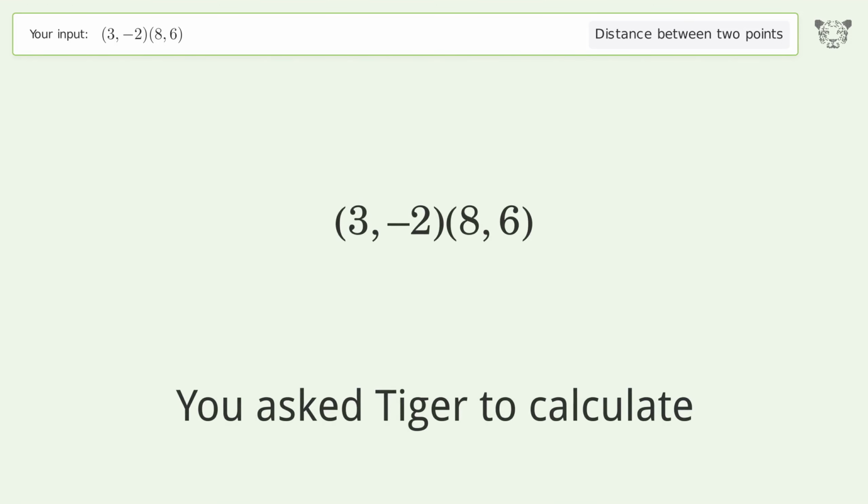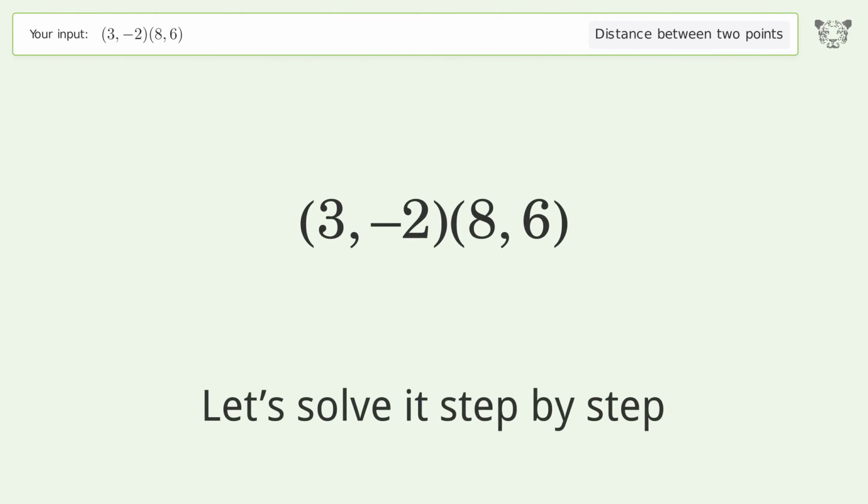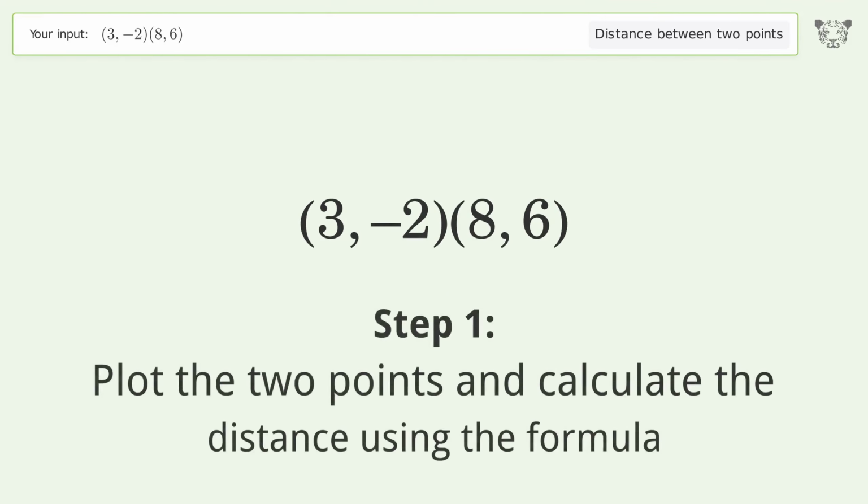You ask Tiger to calculate. This deals with the distance between 2 points. The distance between the 2 points is the square root of 89, or 9.434. Let's solve it step by step. Plot the 2 points and calculate the distance using the formula.